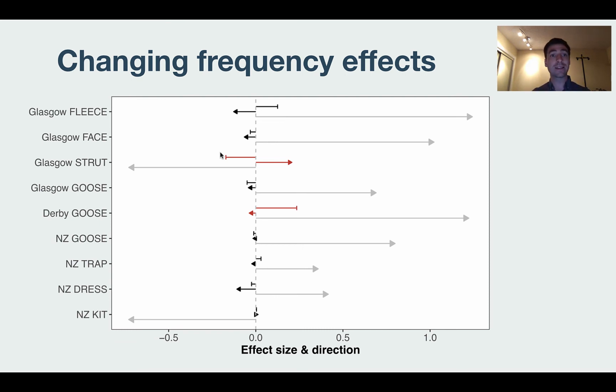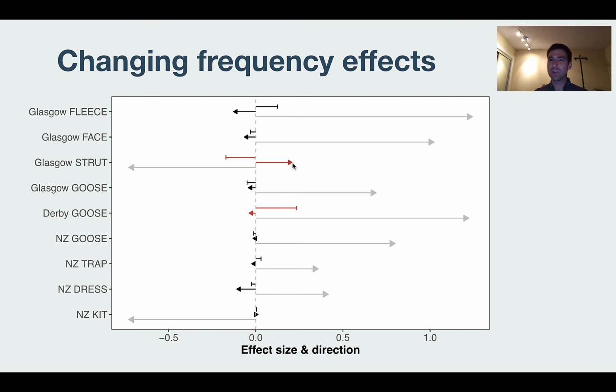Here's another effect that is significant. This is the one for strut. So here we start again aligned with the direction of the sound change. So here we've got a sound change that's in the negative direction with respect to F2, and the frequency effect is in the same direction. So initially high frequency words are in the lead, but by the end of the time period that relationship reverses, and now we have low frequency words in the lead.